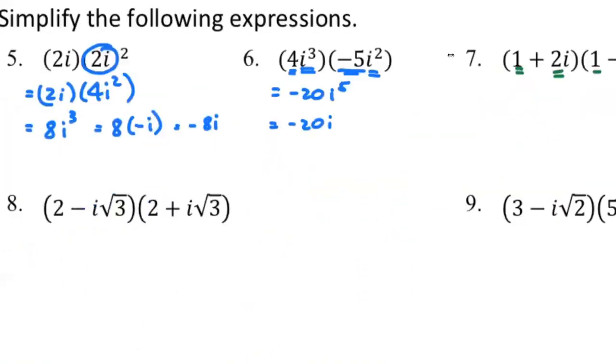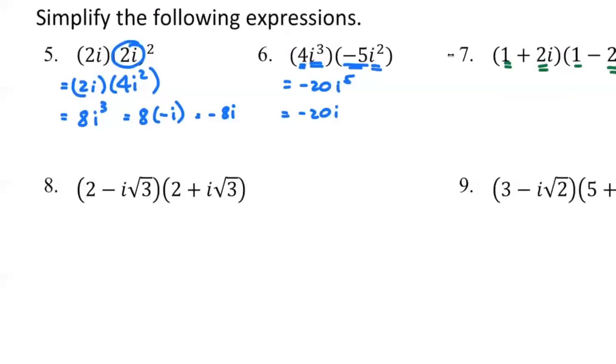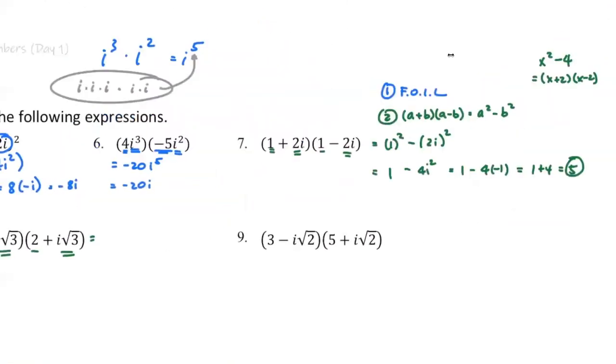Okay, let's take a look at number 8. Now I'm going to use the smarter approach because you can do FOIL. Everyone can do FOIL, right? So we say, hey, a minus b, a plus b. That fits the little identity right here, or fits the equation right there.